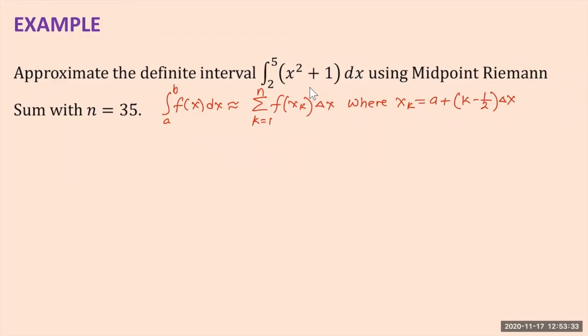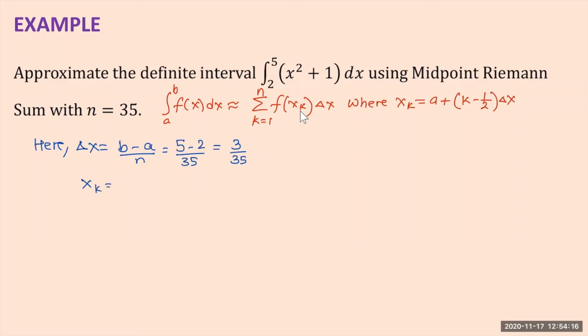So let's begin with delta x. Here delta x is b minus a divided by n, where a is 2 and b is 5. So it will be 5 minus 2 over n, which is 35. We are dividing into 35 subintervals. So 5 minus 2 is 3, divided by 35. Delta x is 3 over 35. And then in the next step, after we have delta x, we need to find xk.